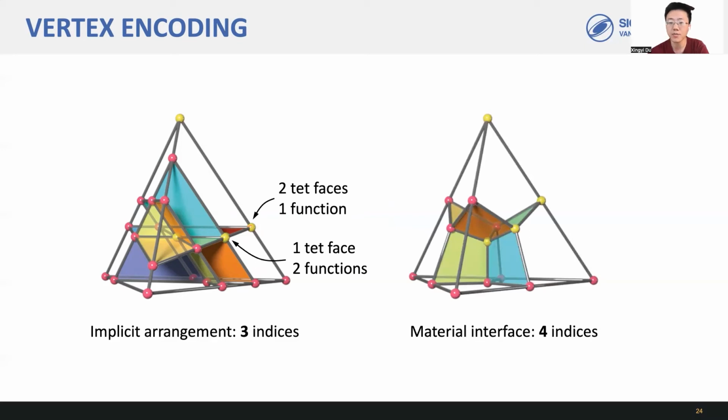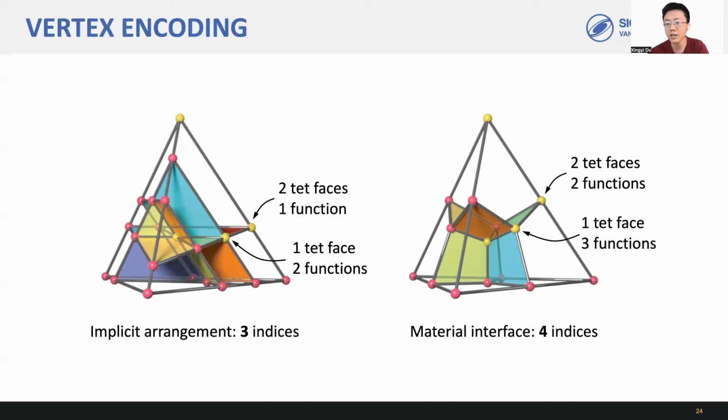Similarly, each vertex in the material interface can be represented by four integers, each pointing to a tet face or function. For example, a vertex on a tet edge is the intersection of two tet faces and the level sets of the difference between two functions. And a vertex on a tet face is the intersection of one tet face and the level sets of pairwise differences among three functions.